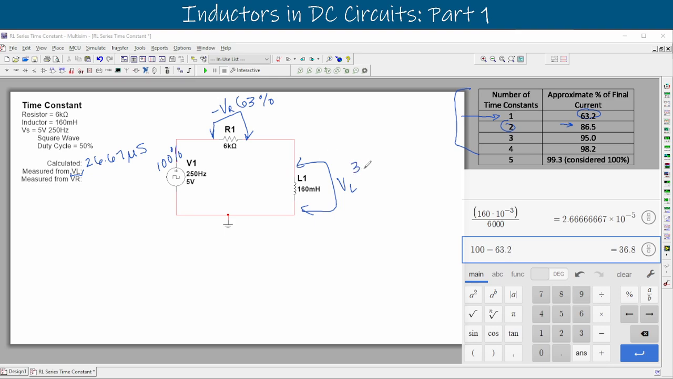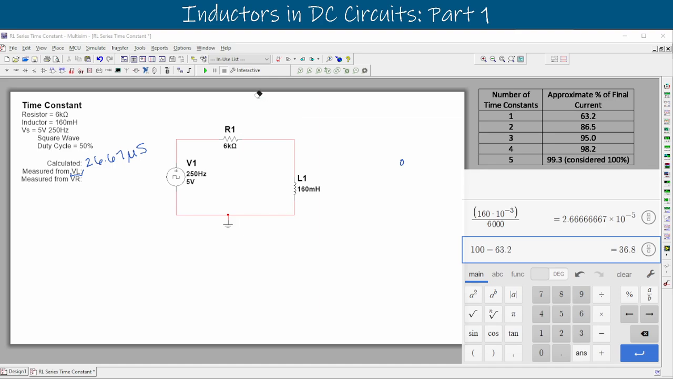So we expect this inductor over here to have 36.8% of the voltage total, right? That voltage total is 5 volts. And so we know that 63% of 5 volts goes here and 36% of 5 volts goes here for our first time constant. So that's what we're going to calculate out here. So let's get rid of some of this here.